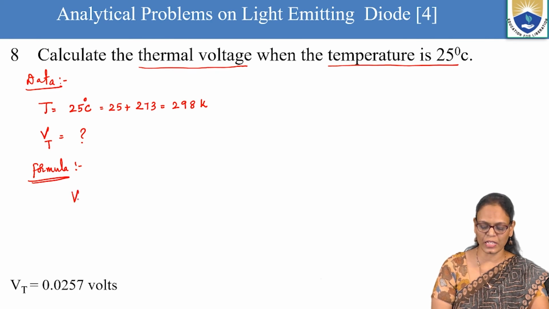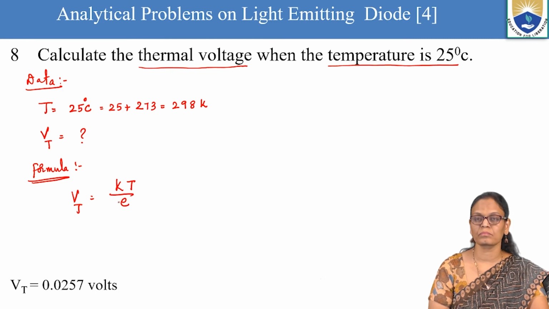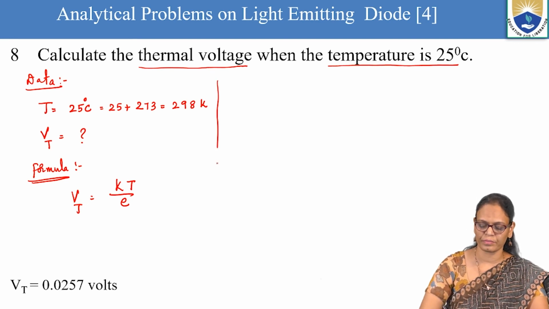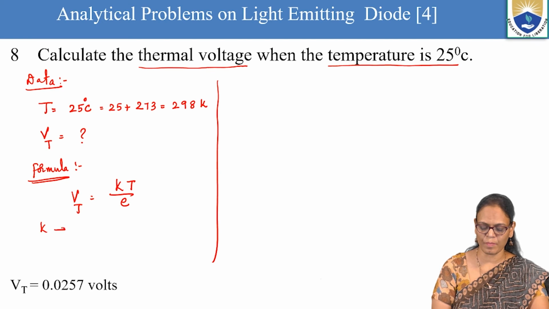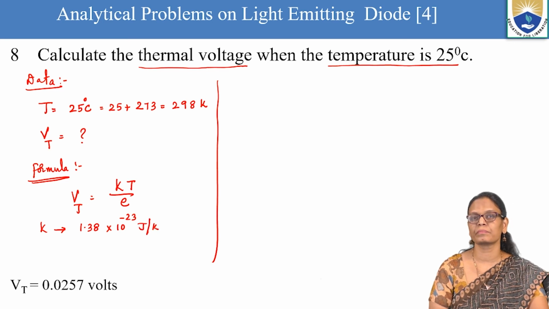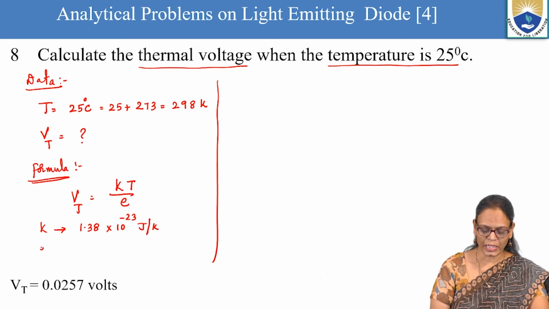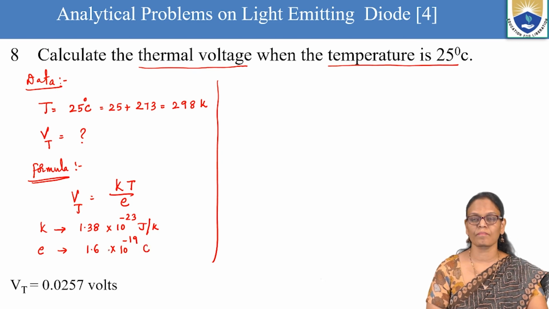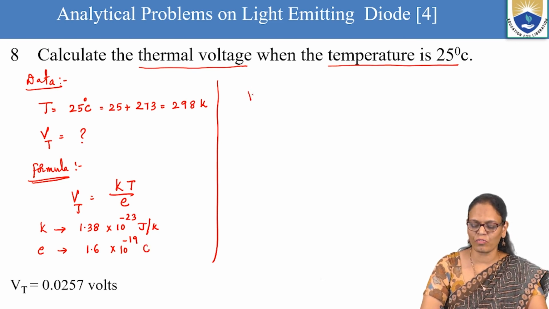Formula for Vt is kT by E. Vt is equal to kT by E, where k is the Boltzmann constant. K value is 1.38 into 10 power minus 23 joule per Kelvin, and E is 1.6 into 10 to the power of minus 19 coulombs. So we will write the value of Vt now.